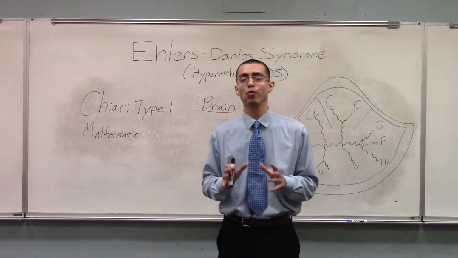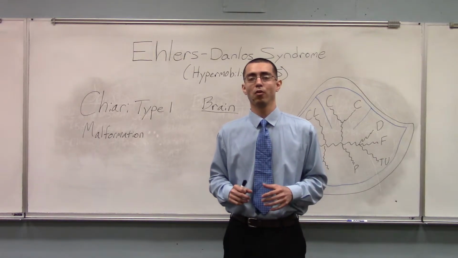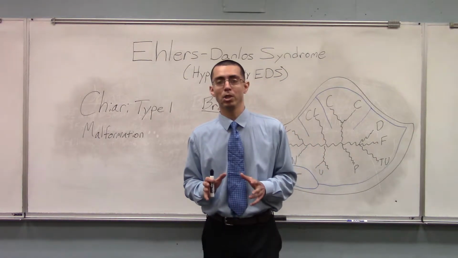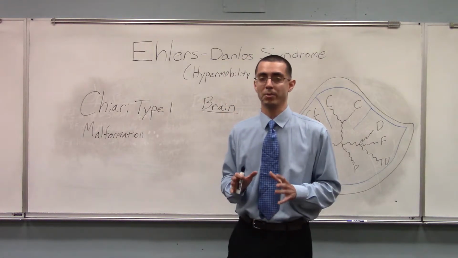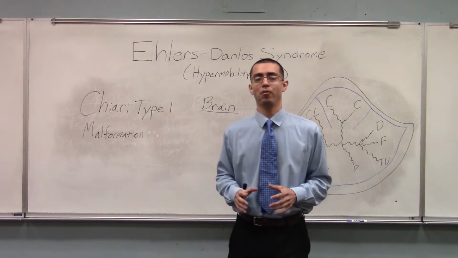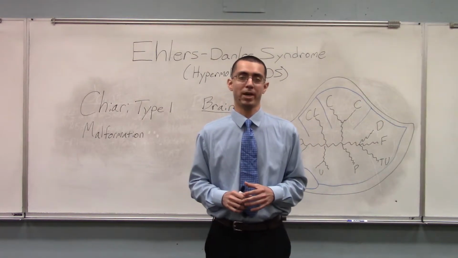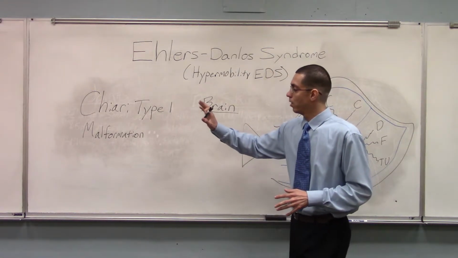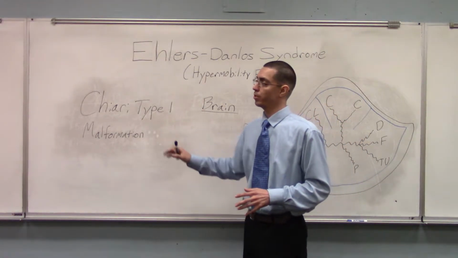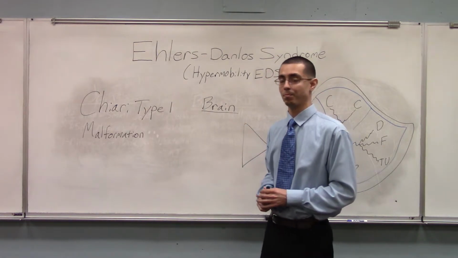In patients with Chiari type 1 malformation, the cerebellar tonsils are abnormally shaped, and the position of the cerebellar tonsils to the foramen magnum range from 3 millimeters below the foramen magnum to about 29 millimeters below the foramen magnum, with an average of 13 millimeters below the foramen magnum. This may cause patients to experience headaches.